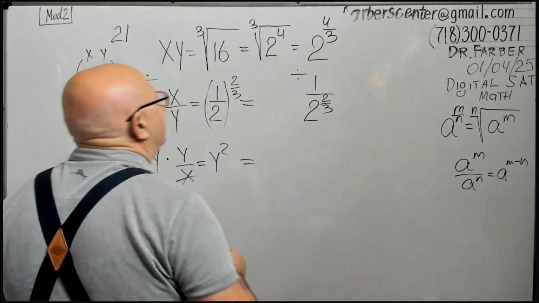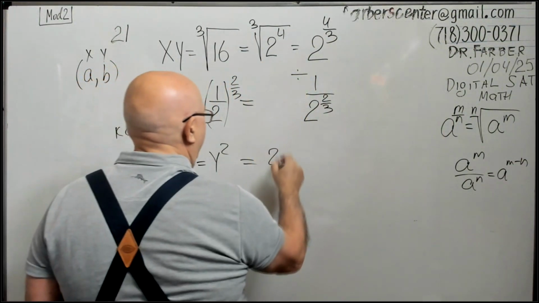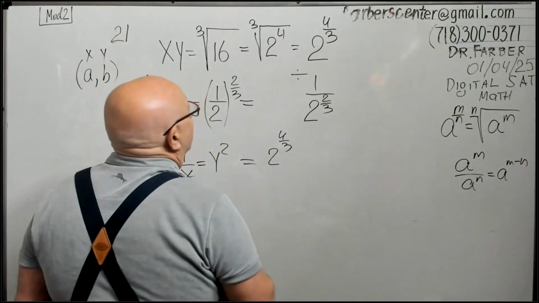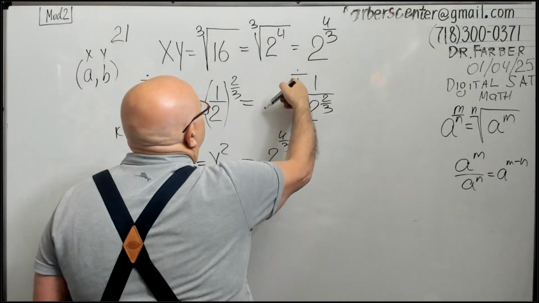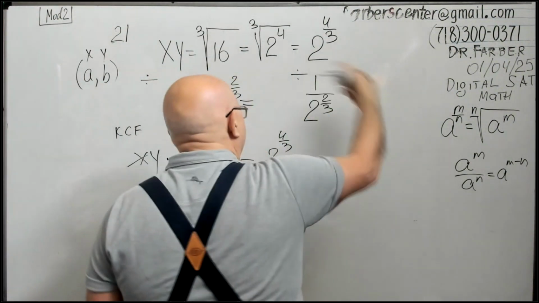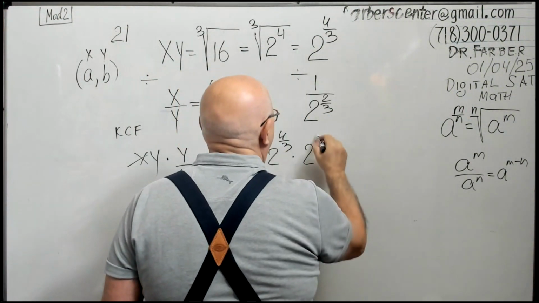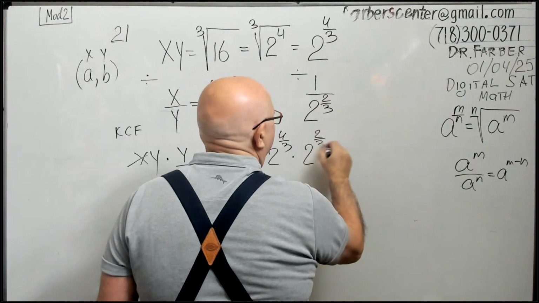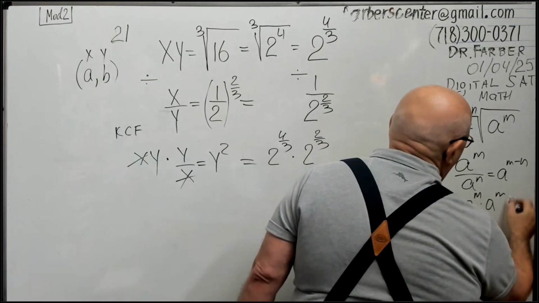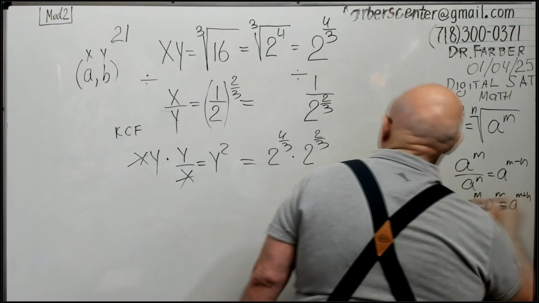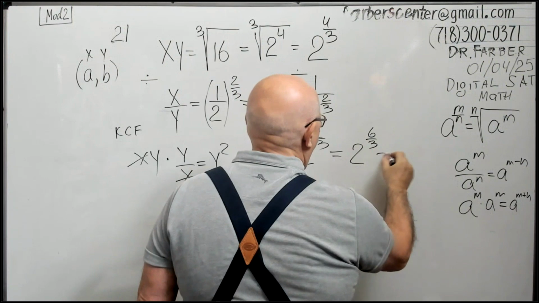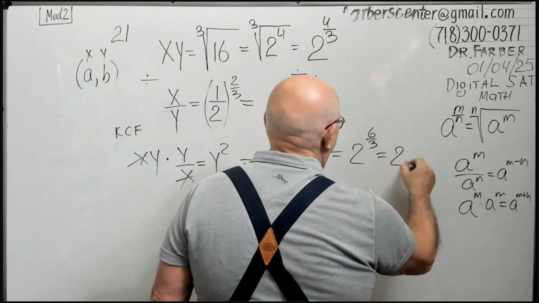And it would be, keep like it is, 2 to power 4 over 3. Change division to multiplication, and put upside down, flip, 2 to power 2 over 3. After that, I use this formula, a to power m times a to power n equals a to power m plus n. It's the same like 2 to power 6 over 3, which is 2 to power 2.